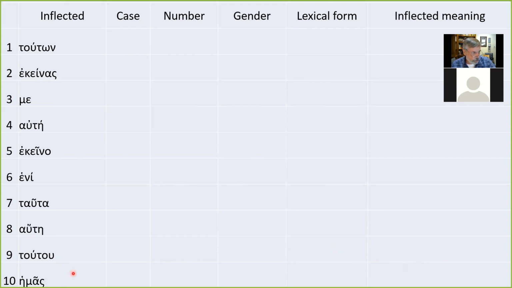a demonstrative pronoun. It is a pronoun, though. Let's walk through it. What case is the omicron sigma ending? It's going to be accusative. Yes, sir. Is it singular or plural? It's going to be plural. Does it have a gender? No. Why not? Because its lexical form is ego. Ego, yes, sir. And it means us.